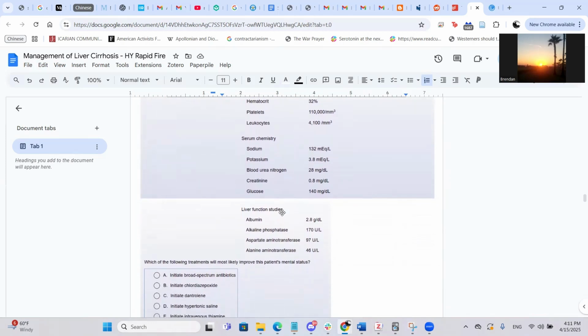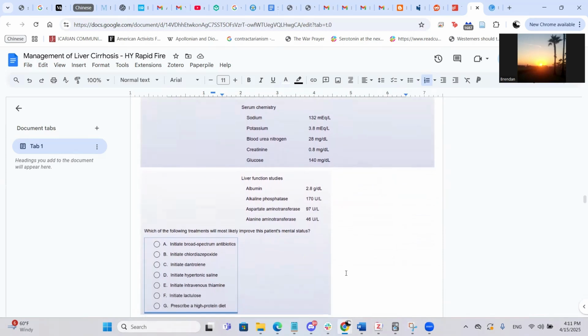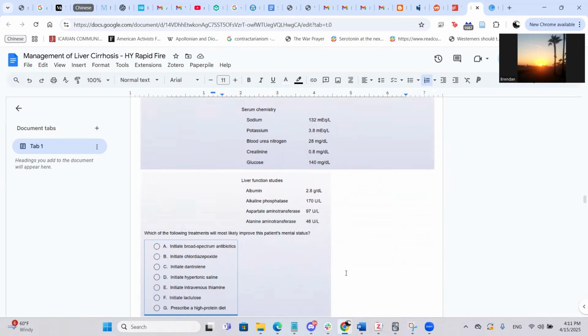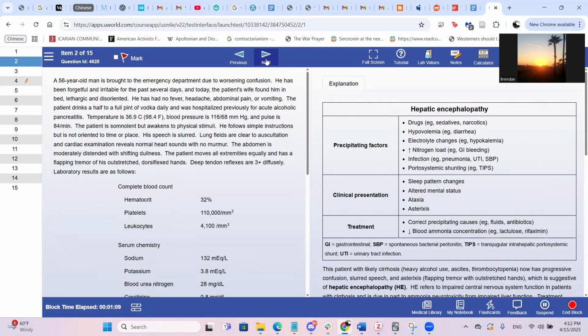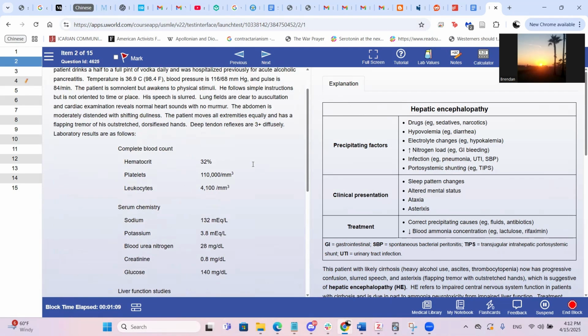So, which of the following treatments will most likely improve this patient's mental status? All right. Yeah. And please feel free to pause. It goes without saying, pause at any point if you need more time to think. So the answer here was initiate lactulose.